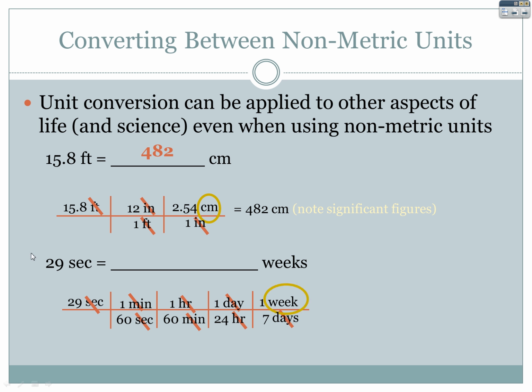If I multiply everything on top and divide everything by bottom, I get 29 divided by 60 divided by 60 divided by 24 divided by 7 gives me 4.8 times 10 to the minus 5 weeks. So 4.8 times 10 to the minus 5 weeks makes a lot of sense because it's a very small number. We went from 29 seconds, which is a pretty small number, to weeks, which is a very large value in comparison. And so 4.8 times 10 to the minus 5 weeks makes sense.